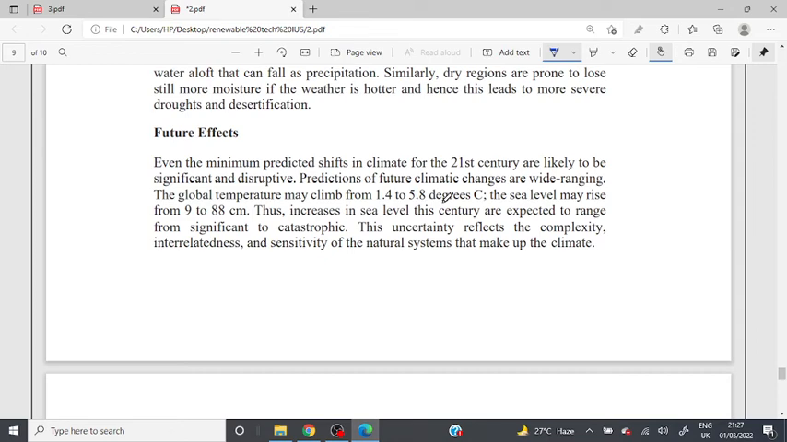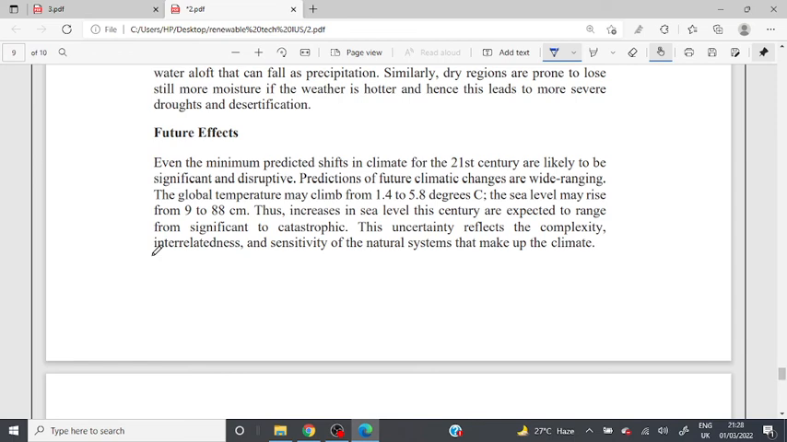Now, if there's a 5.8 degrees increase in the global temperature, there is a very good possibility there will be severe weather anomalies that will change the Earth's outlook altogether. The sea level may rise from 9 to 88 centimeters. 9 centimeters is what we are having difficulty dealing with right now. And if it was rising to 88 centimeters, you can imagine a lot of countries, a lot of cities in this world will slowly disappear under the water. Thus, increases in sea level this century are expected to range from significant to catastrophic. This uncertainty reflects the complexity, interrelatedness and sensitivity of the natural system that makes up the climate.